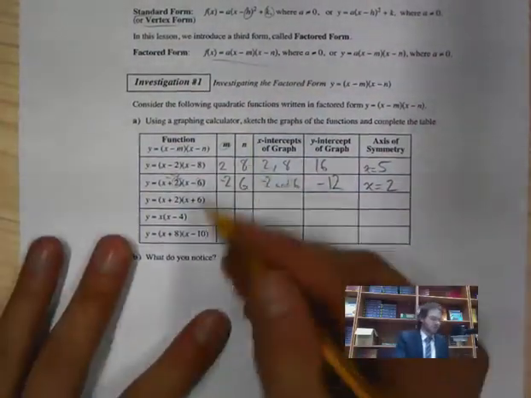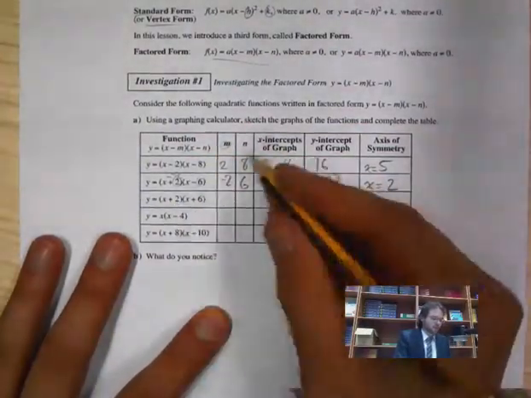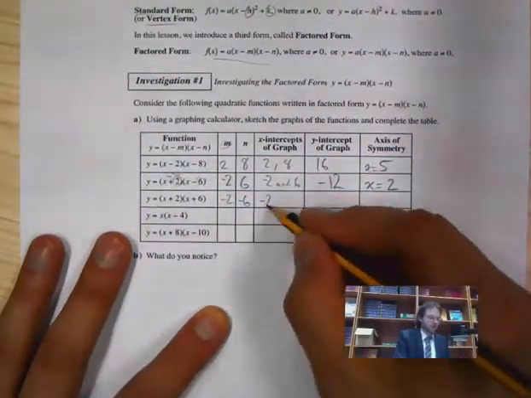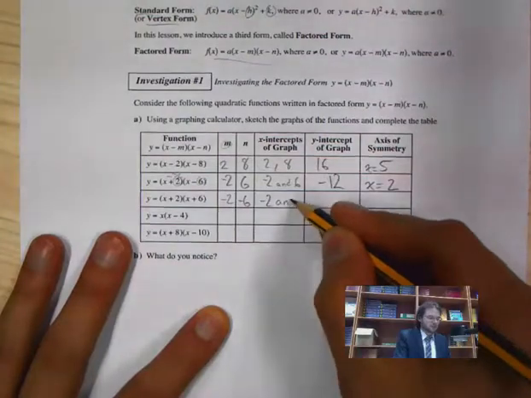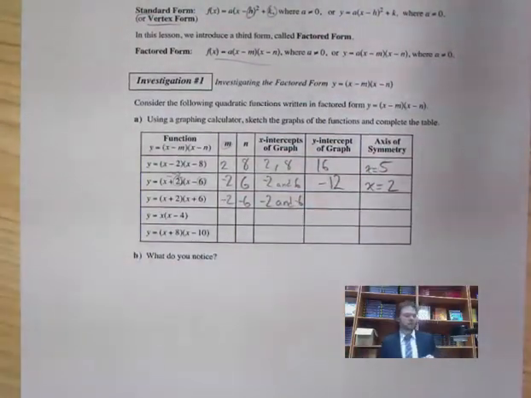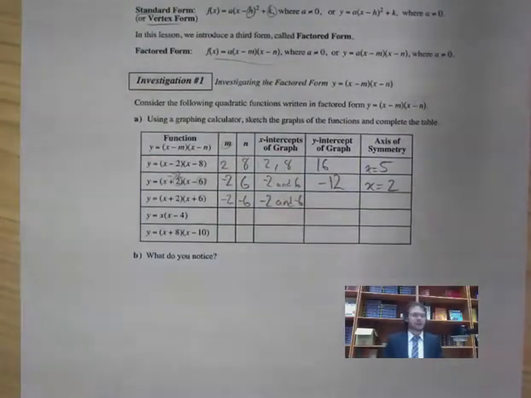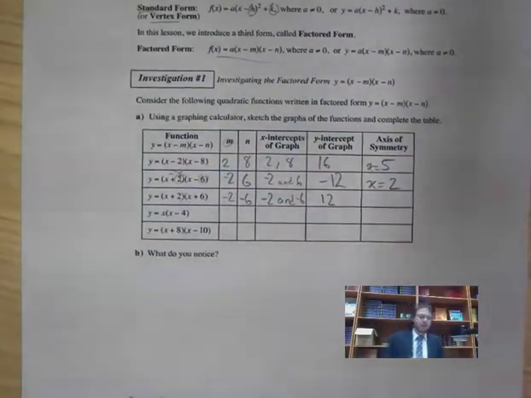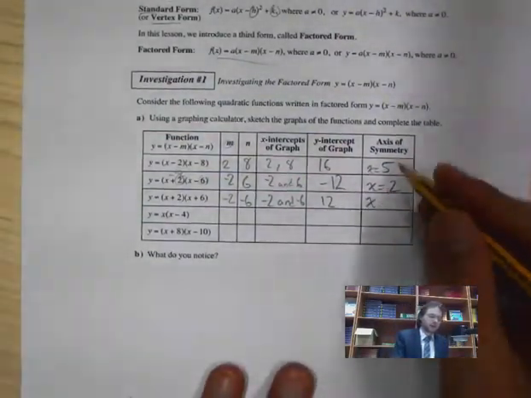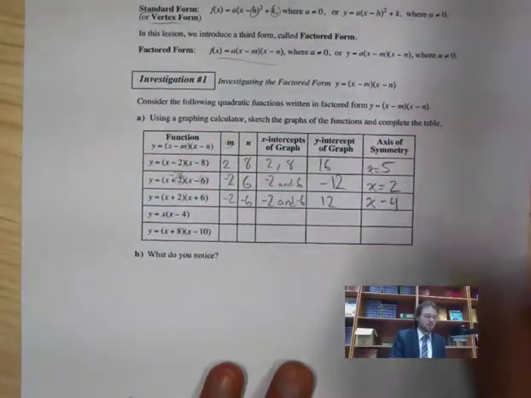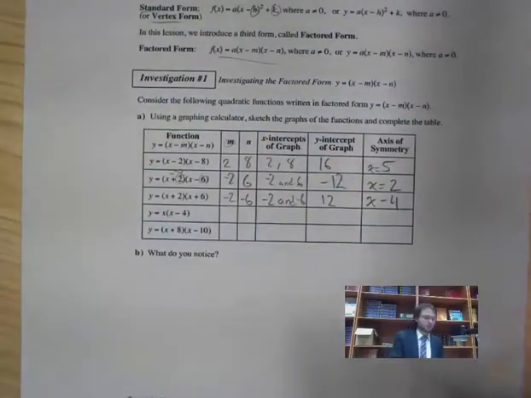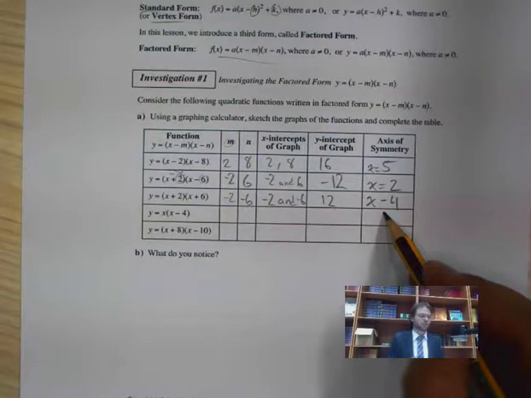Okay, the first part's easy, right? This part here, well, m is -2. N is -6. So we have -2 and -6 are my two x-intercepts. My y-intercept is going to be 12. Okay, and my axis of symmetry is going to be at -4. That's interesting. What am I doing to do that? So what am I doing to get this and this? What is this? How do I know these so fast? Some are a little bit easier than the others.